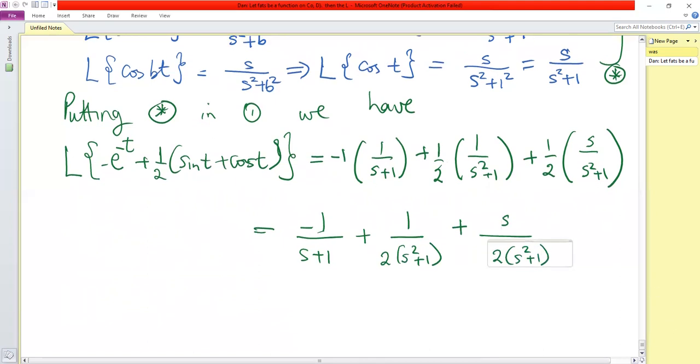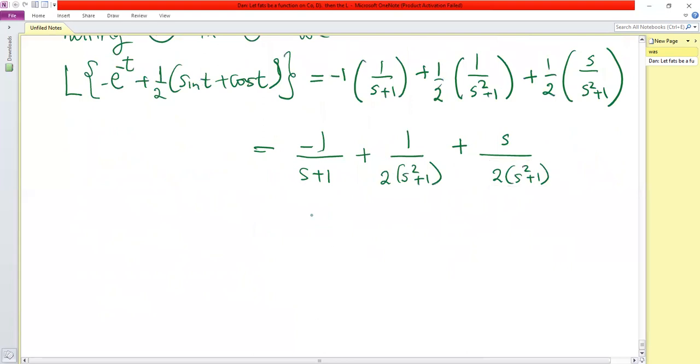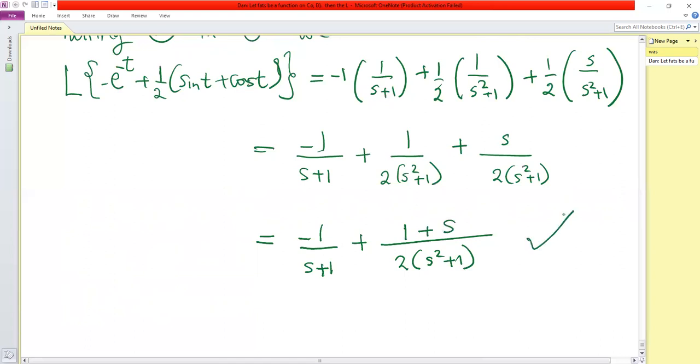Now these last two terms have the same denominator, so we can write this as minus 1 over s plus 1 plus 1 plus s over 2 into s squared plus 1. So therefore that is the answer to that given problem. Thank you.